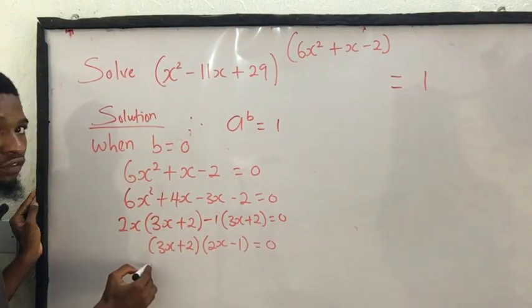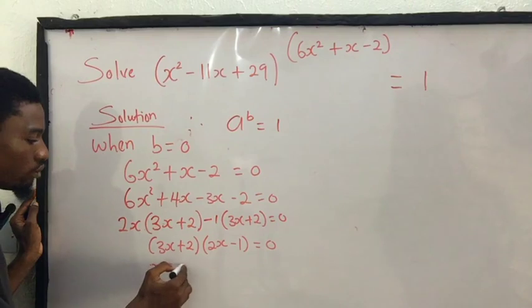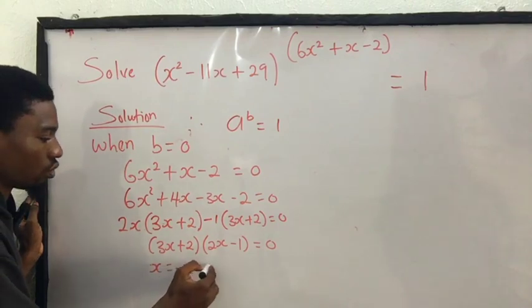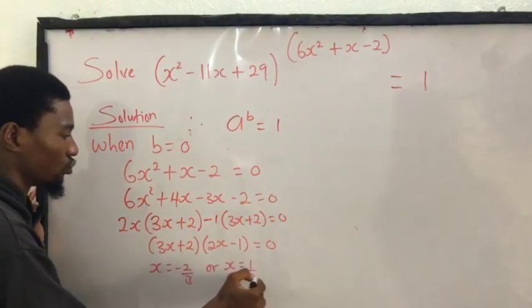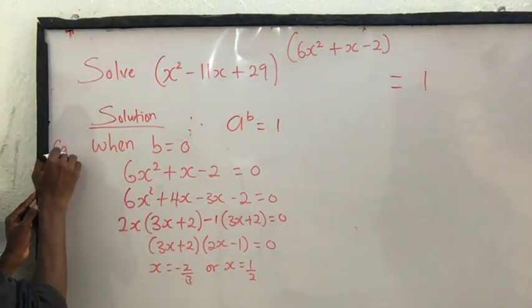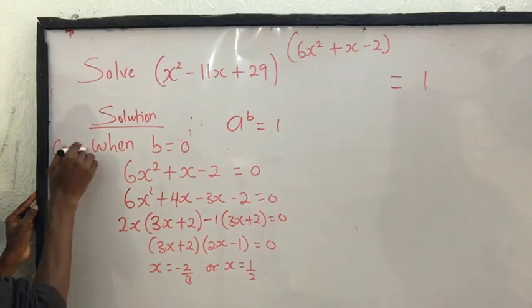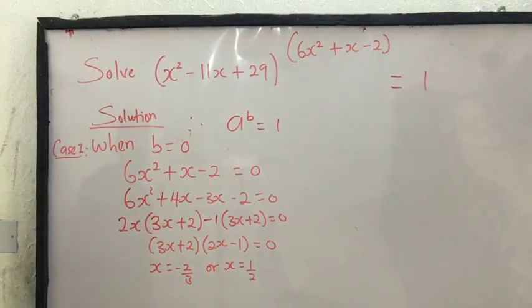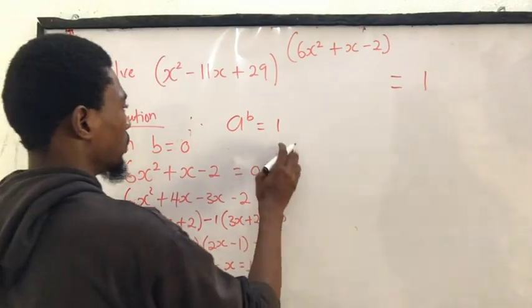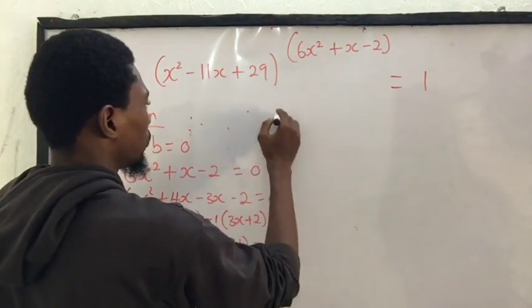From here we have x equals minus 2 over 3, or x equals 1 over 2. So this is the result for the first case. Alright, let's consider the second case, which is case 2.